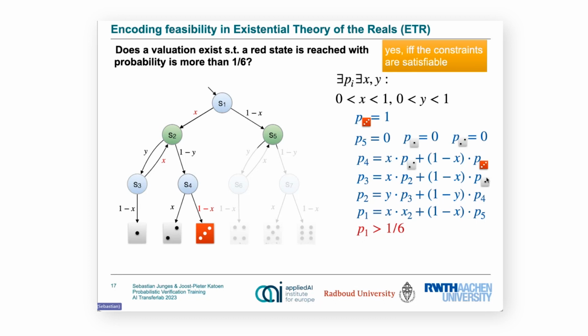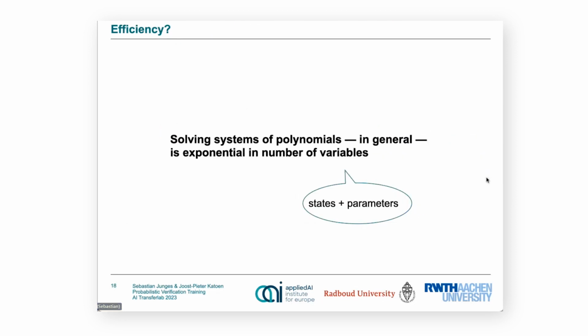So in particular, if you put this into IBM opt or something, then IBM opt will already take a couple of seconds to answer this very simple question. And if I'm going to scale this to a couple of hundred states, even just with 2 parameters, there's no way that your off-the-shelf nonlinear equation solver will solve these questions. So as I said, solving systems of polynomials in general is exponential in the number of variables, and the variables that we're using are the states and the parameters.